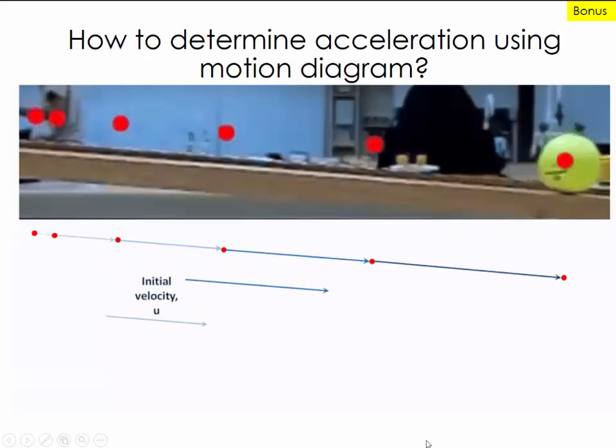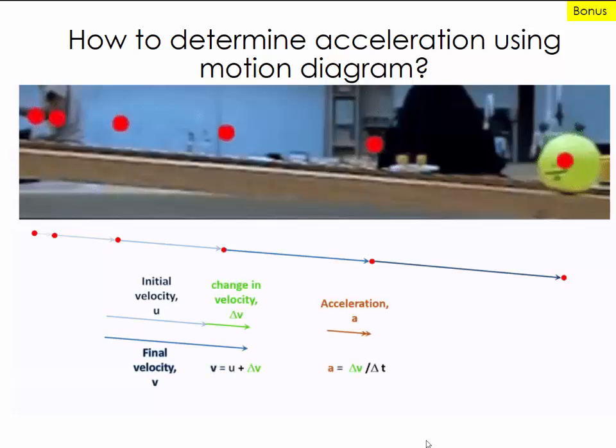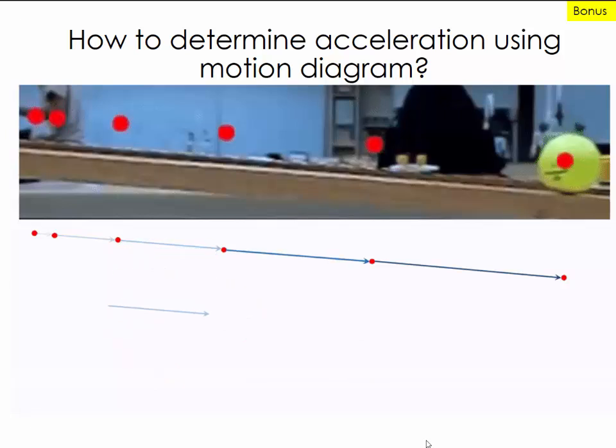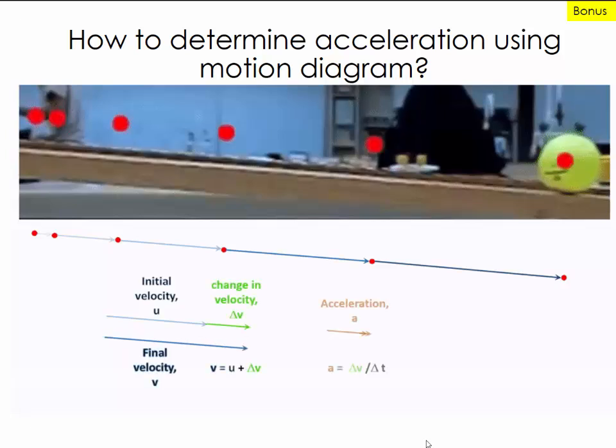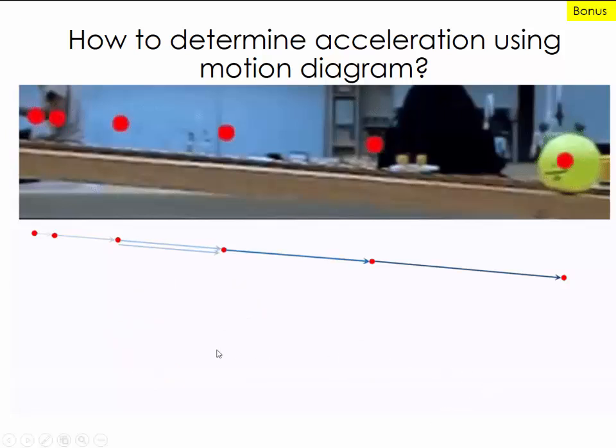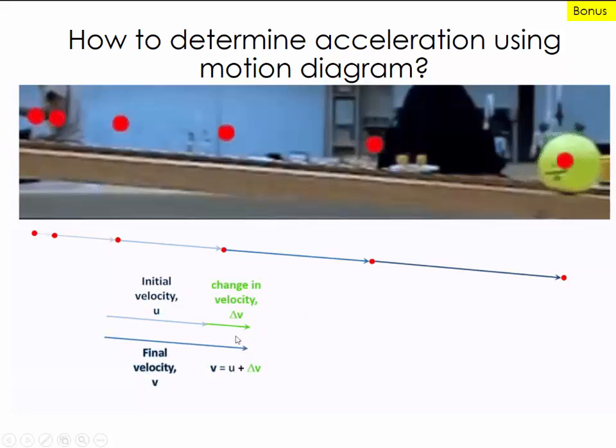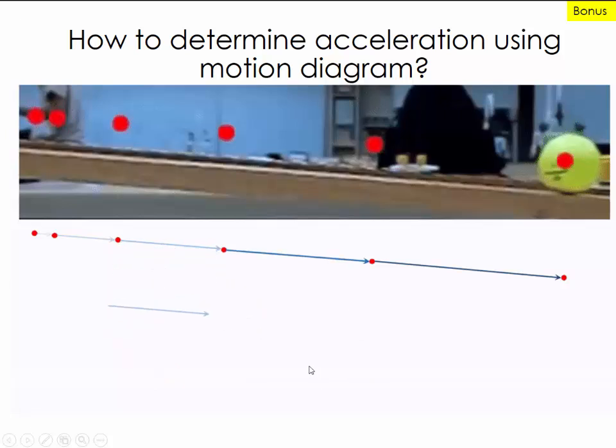Right, so how do we determine acceleration using the motion diagram which you've seen earlier? You can see we can find the velocity just by the displacement, because between two red dots is the same time. So you can see the final velocity is larger than the initial velocity. This is the initial velocity, this is the final velocity, and the change in velocity is here, and change in velocity divided by time is our acceleration.